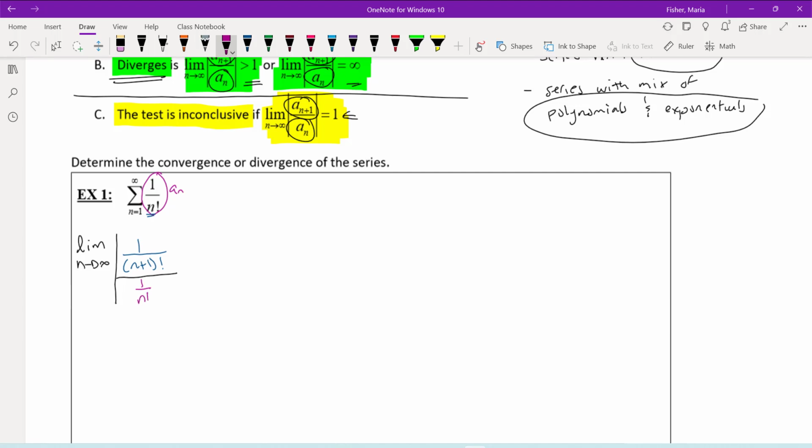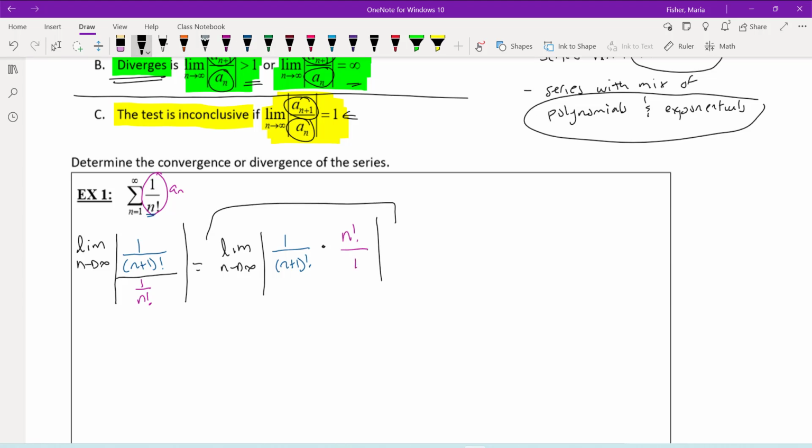But we're dividing by a fraction. Instead of dividing by a fraction, we're going to multiply by the reciprocal. So the limit as n goes to infinity of the absolute value of 1 over n plus 1 factorial times the reciprocal, which is n factorial over 1. Now most times I'm going to skip to this step right here, since we'll be dividing by fractions and it's easier to just multiply by the reciprocal.